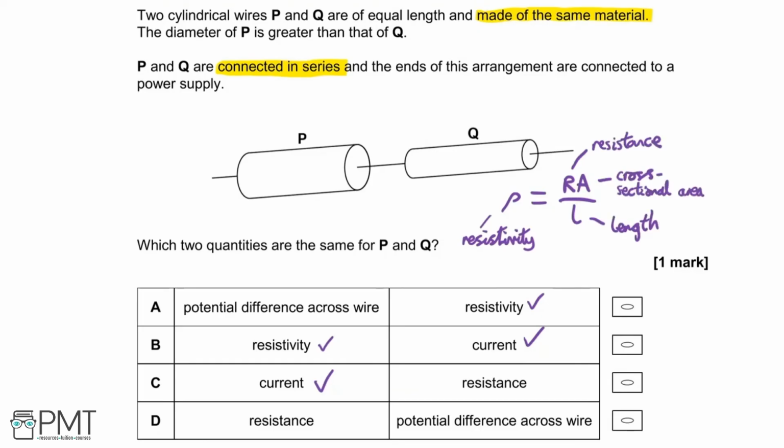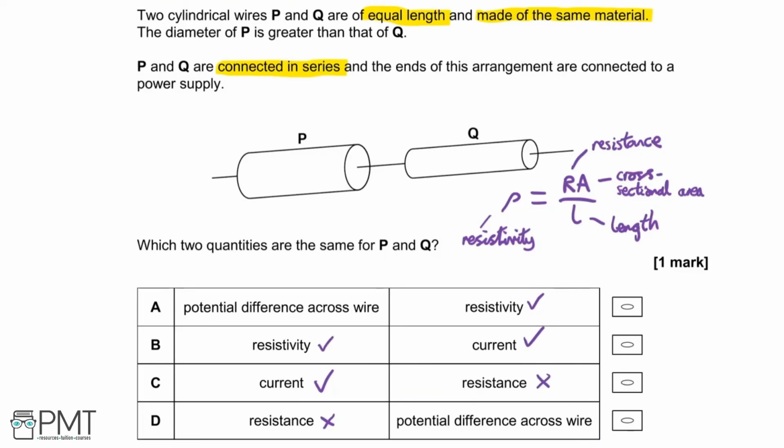Well, ignoring potential difference for a second, what we can say is that the cross-sectional area is varying between P and Q, while keeping the other values the same. Remember, they're of equal length. So we're keeping resistivity and length constant. If we're varying the cross-sectional area, we're also going to vary the resistance. So resistance is not going to remain the same for P and Q.